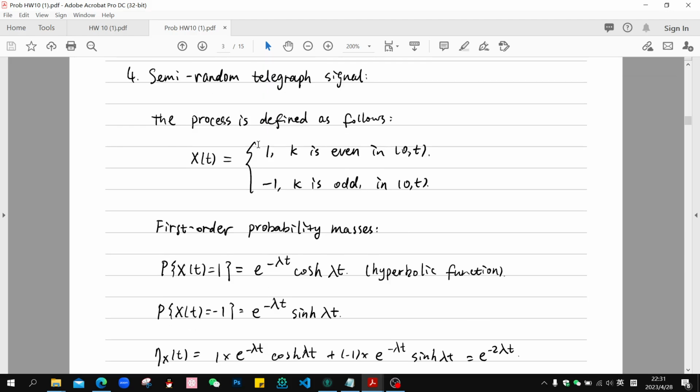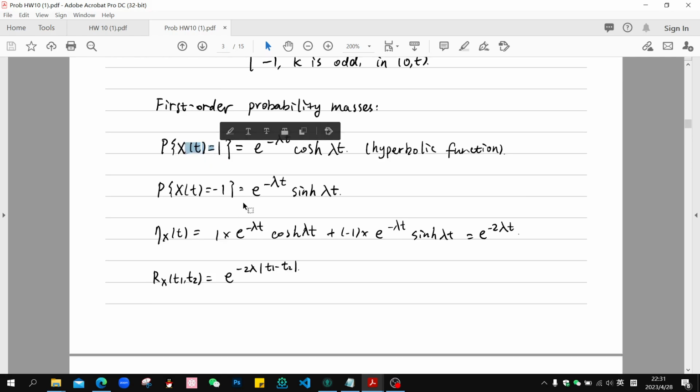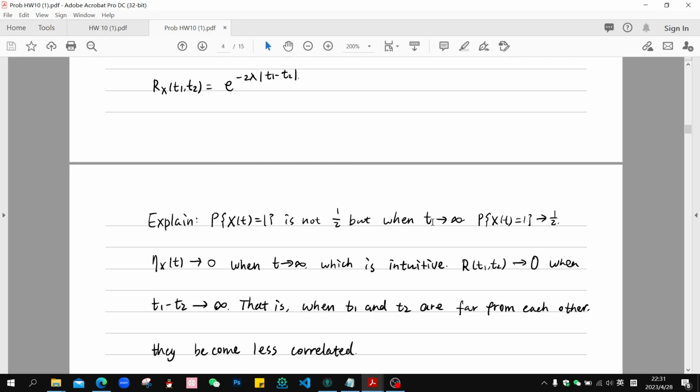We can see that the probability mass when x(t) equals 1 is not 1/2, but when t goes to infinity, it goes to 1/2. The expectation goes to 0 when t goes to infinity, and the autocorrelation goes to 0 when t1 minus t2, that is the difference, goes to infinity. When t1 and t2 are far from each other, they become less correlated, and that is very intuitive.